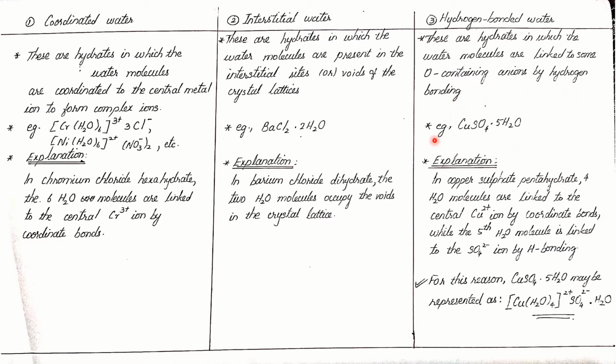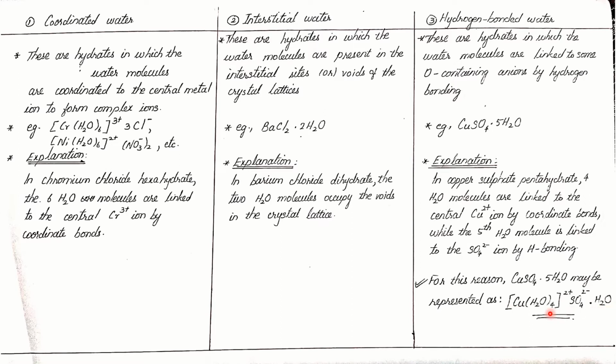Okay, an example is copper sulfate pentahydrate. In copper sulfate pentahydrate, out of the 5 water molecules, 4 water molecules are linked to the central copper 2 plus ion by means of coordinate bonds. Okay, while the 5th water molecule is linked to the sulfate ion by hydrogen bonding. Okay, so for this reason, copper sulfate pentahydrate may be represented like this.